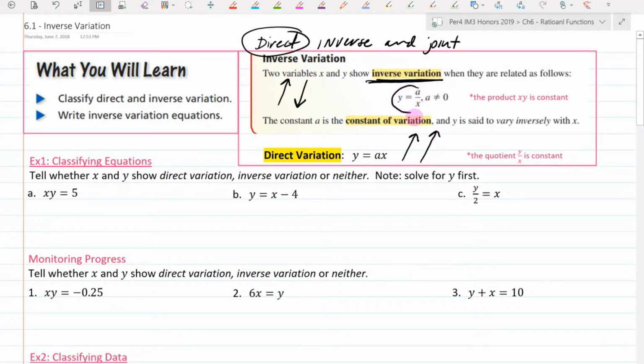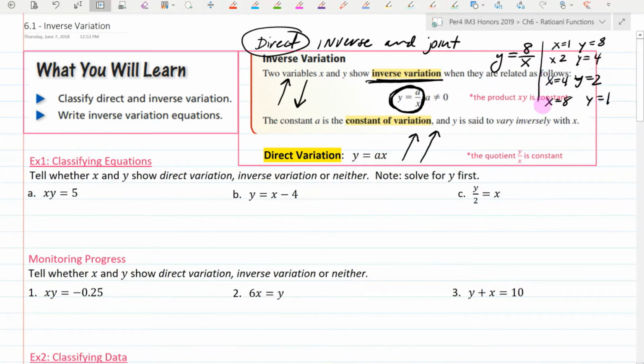For inverse variation, you're going to have a fraction, so that's what we will be doing with the rational equations and the rational functions. So, let's say I have y is equal to 8 over x. Every time I make x bigger, y will get smaller. So if x is 1, y will equal 8. If x is 2, y will equal 4. If x is 4, y would equal 2. And if x is 8, y is equal to 1.